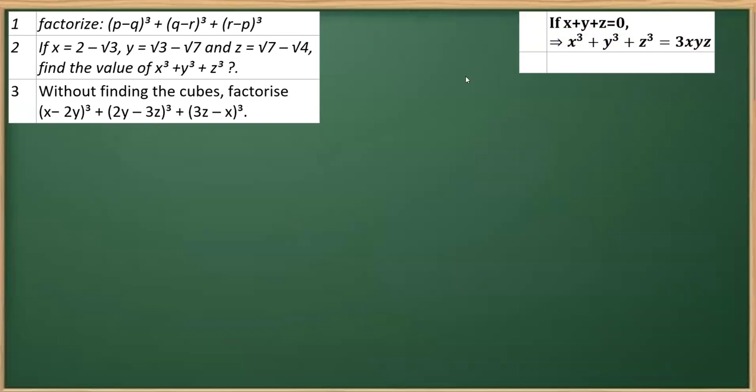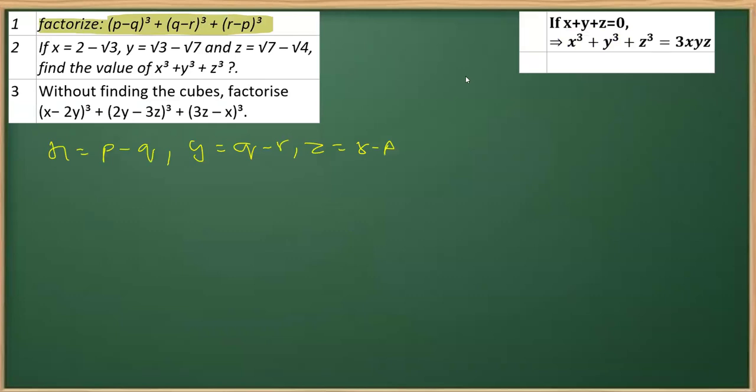Now, based on this, we have one first question, that is, we have to factorize here. As you know, we have to write them in the form of a product and not expand them. So we'll do it in the same manner. Let x is equal to p minus q, y is equal to q minus r, and z is equal to r minus p.